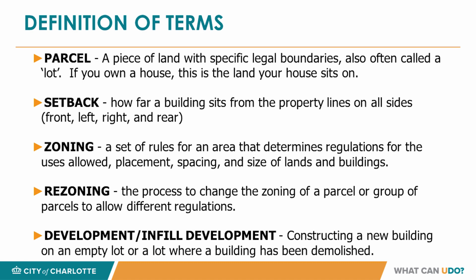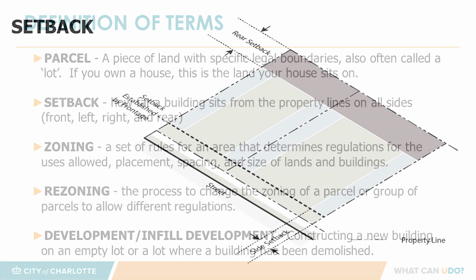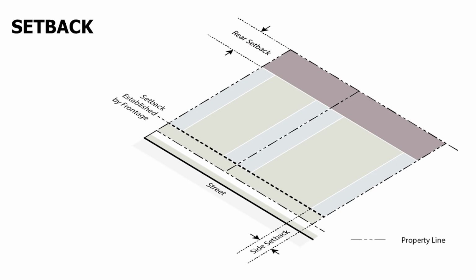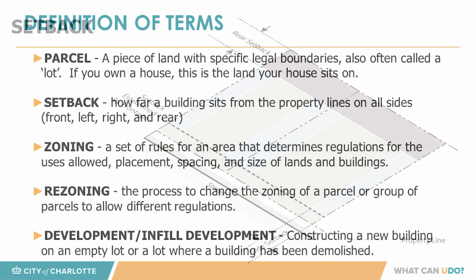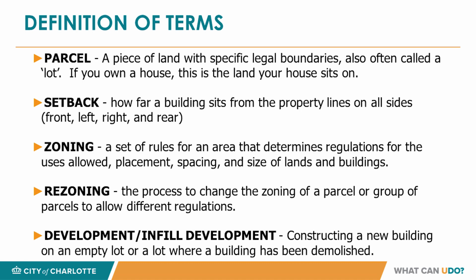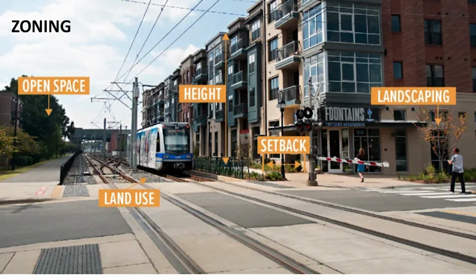Setback: how far a building sits from the property lines on all sides, front, left, right, and rear. Zoning: a set of rules for an area that determines regulations for the uses allowed, placement, spacing, and the size of land and buildings.